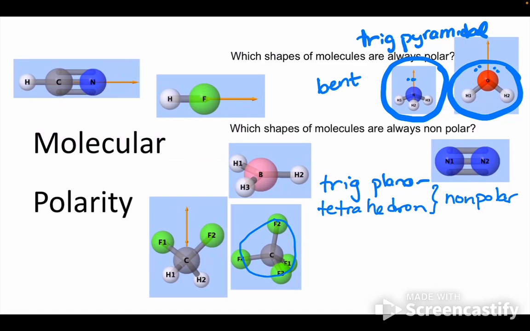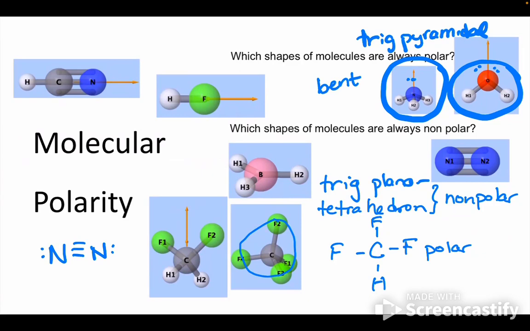But if any one of these is different, like let's say we have a fluorine, a fluorine, a fluorine, and then a hydrogen, this is going to be polar. Linear, you do have to just kind of think, like if you have a linear shape here, this is going to be nonpolar because they're identical.